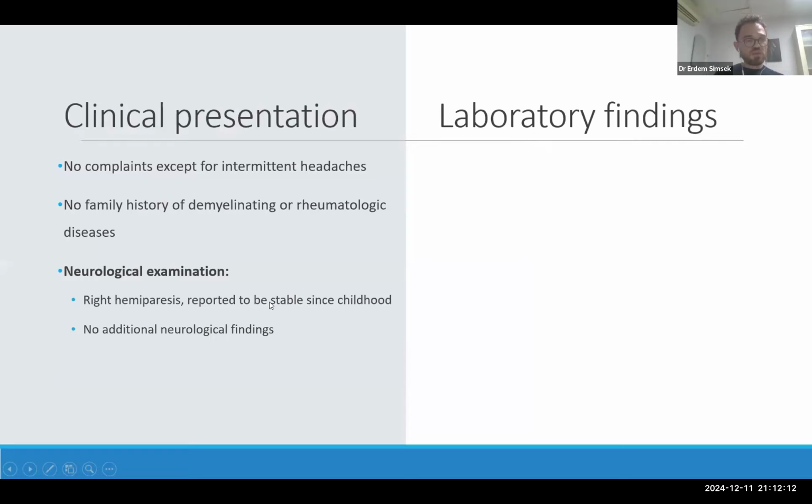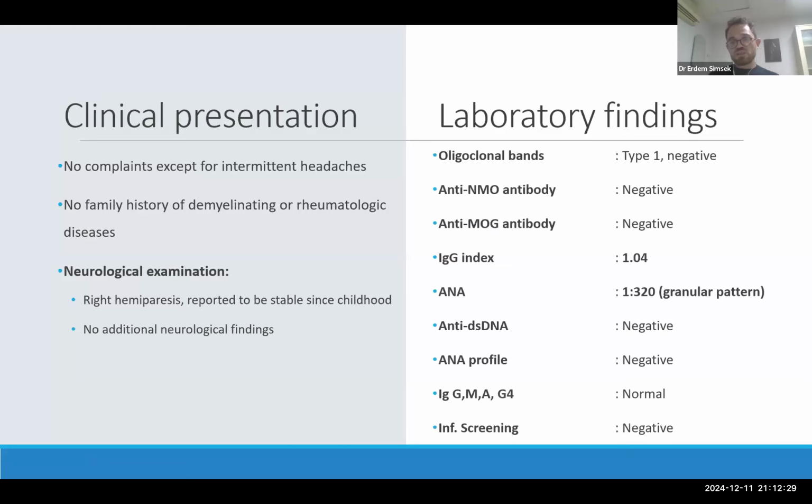The patient presented with no significant complaints other than intermittent headaches. Importantly, there was no family history of demyelinating or rheumatologic diseases. Upon neurological examination, the patient exhibited a right hemiparesis, which had been present since childhood without any change. In terms of laboratory findings, the patient was negative for anti-NMO, anti-MOG antibodies, and oligoclonal bands. The IgG index was elevated at 1, and an ANA titer of 1 in 320 with a granular pattern was observed, which raised suspicion for an autoimmune etiology. The patient was then referred to rheumatology for consultation, and follow-up under rheumatology care was planned.